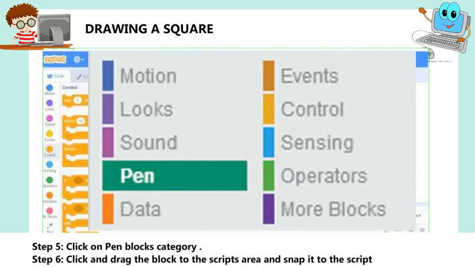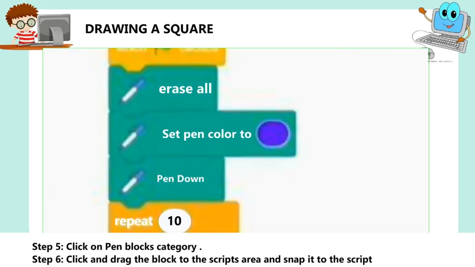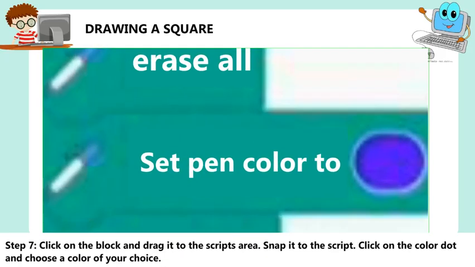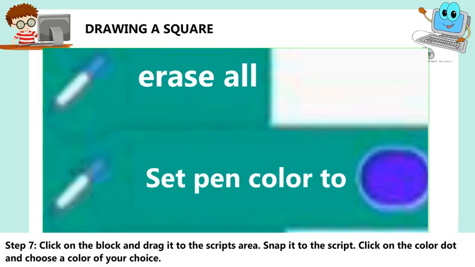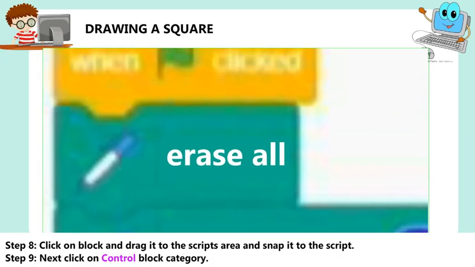Step 5. Click on Pen Blocks category. Step 6. Click and drag the Pen Down block to the Scripts area and snap it to the script. Step 7. Click on the Set Pen Color to block and drag it to the Scripts area. Snap it to the script. Click on the color dot and choose a color of your choice. Step 8. Click on block and drag it to the Scripts area and snap it to the script.